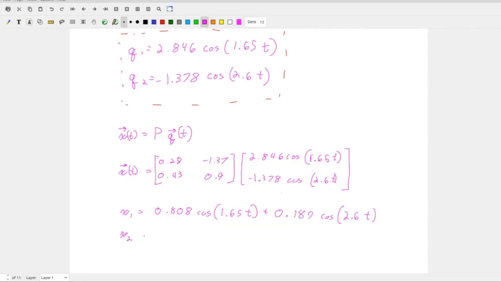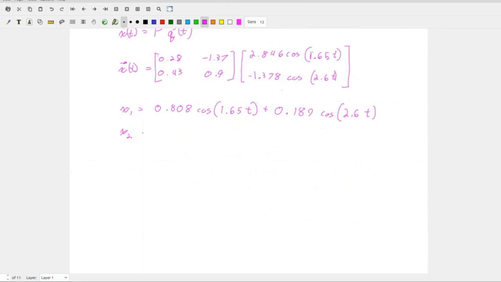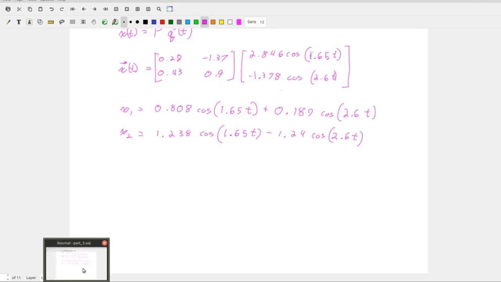Do the same thing for x2. x2 is equal to 1.238 cosine of 1.65t minus 1.24 cosine of 2.6t. So that is the reconstruction using both of our modes. Does that make sense? So let's go ahead and take a look.